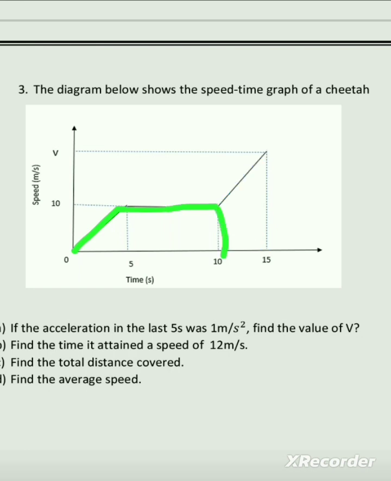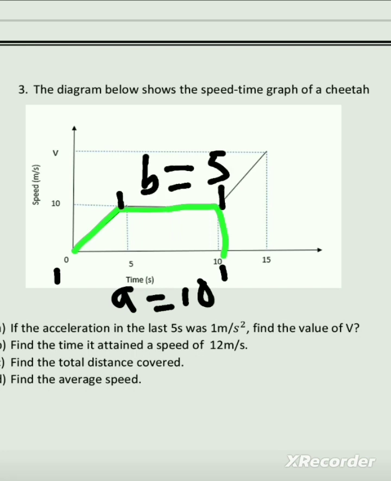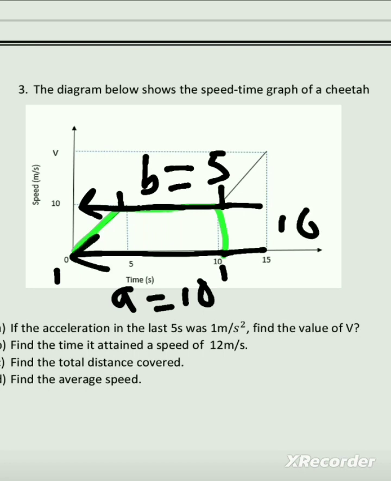So for the first shape, I can say my A is from here to here, 10 minus 0, it's 10. My B is from here to here, 10 minus 5, it's 5. And my height is from here to here, which if we go this side, we can see that it's 10 and it's 0. So 10 minus 0, it's 10. So I can say distance is equal to area under the graph.